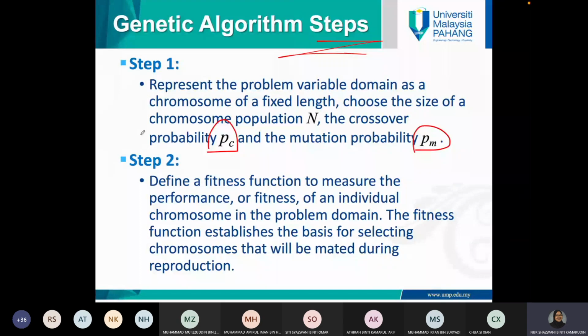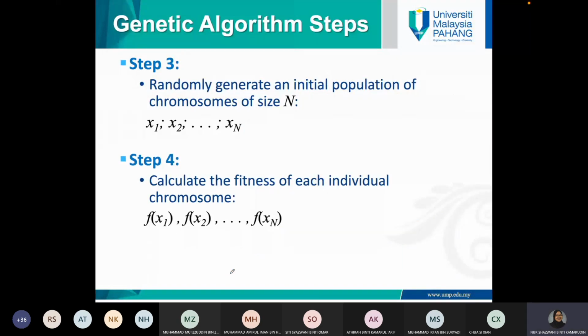And then the second step, we define the fitness function. The fitness function measures the performance or the fitness of an individual chromosome of the problem domain. The fitness function establishes the basis of selecting chromosomes that will be mated during the reproduction. And then step 3, we randomly generate an initial population of the chromosome size N.